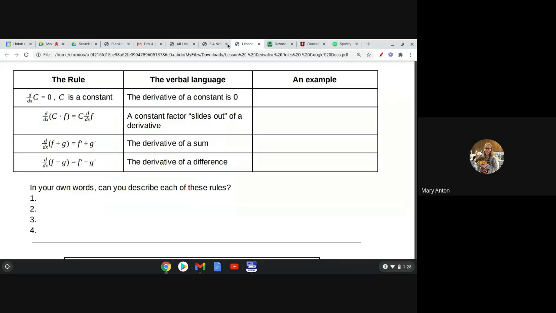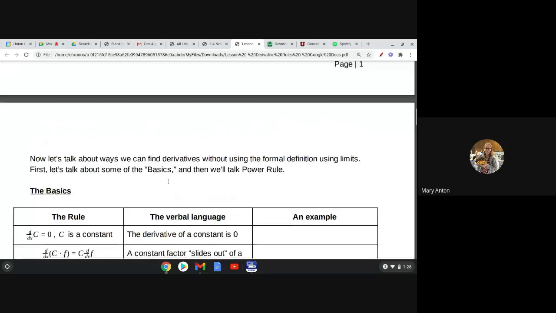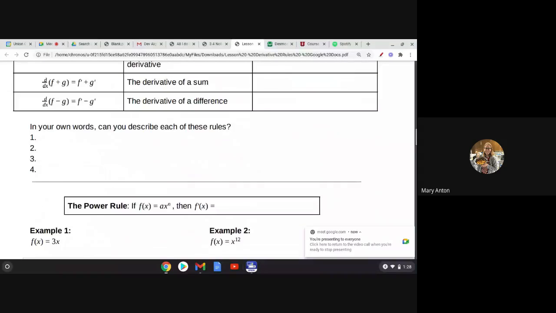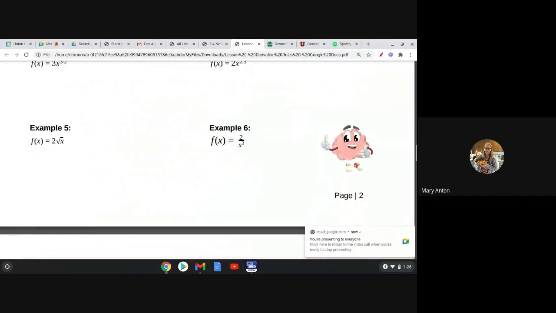All right, y'all. So we're at the product rule, correct? And we did everything else. Oh, hang on.